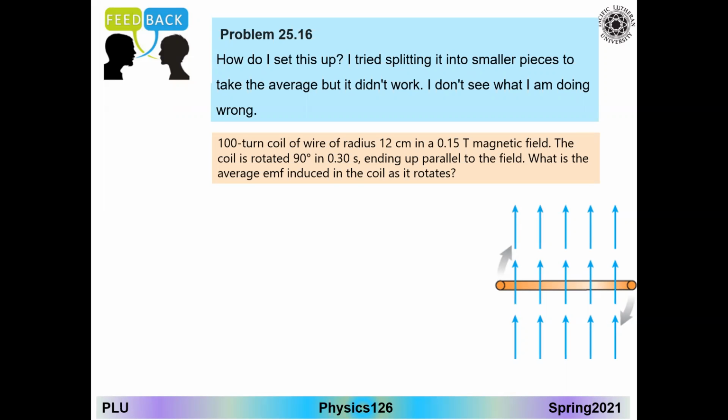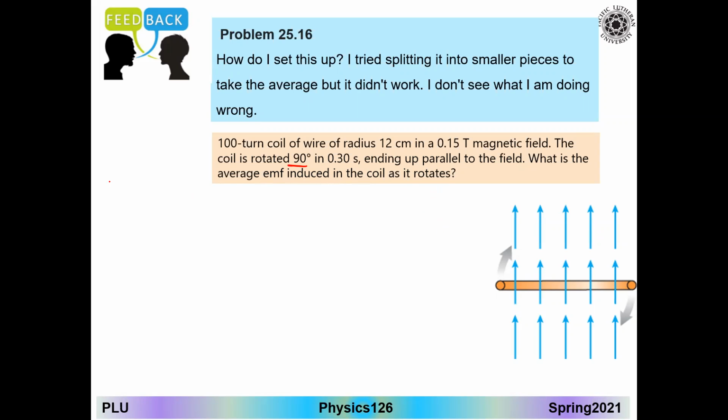Guys, here is a quick solution for the problem in homework number 8, 2516. In this problem, we are given 100 turns of a coil with a radius of 12 centimeters and a magnetic field of 0.15 Tesla. The coil is rotated by 90 degrees in 0.3 seconds, ending up parallel to the field. What is the average induced EMF in the coil as it's rotating?